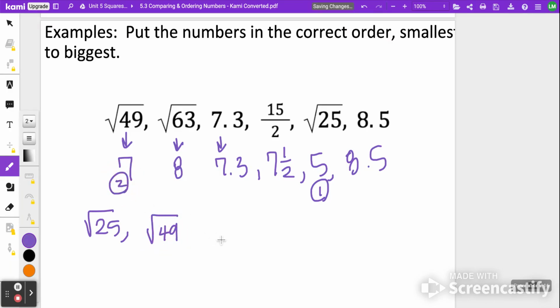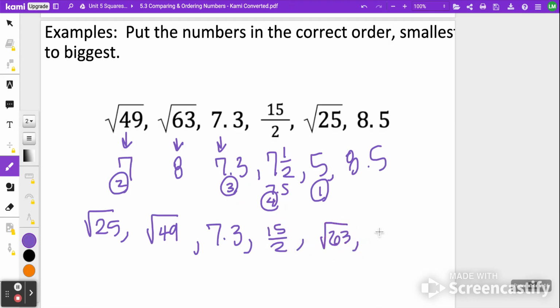Then I've got 7.3. 7.5, remember, is 7.5, so I probably should have written that, which will be my fourth one, 15 halves. Then square root of 63, and last but not least, 8.5.